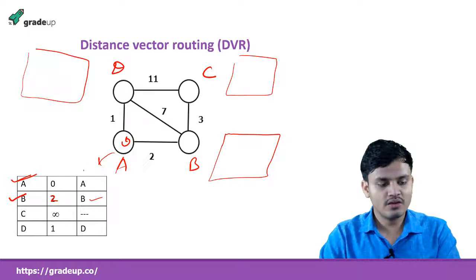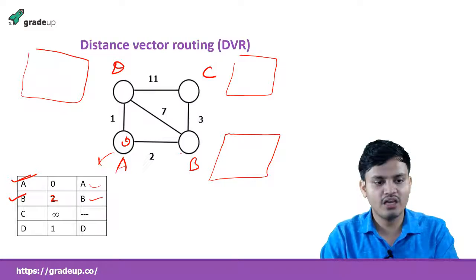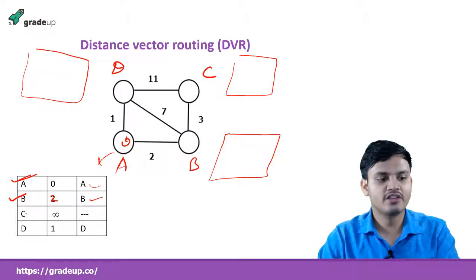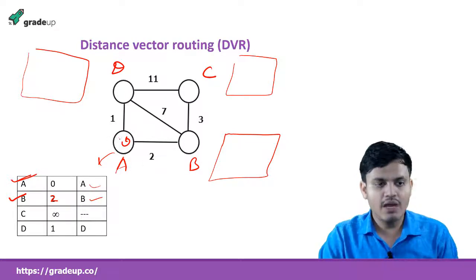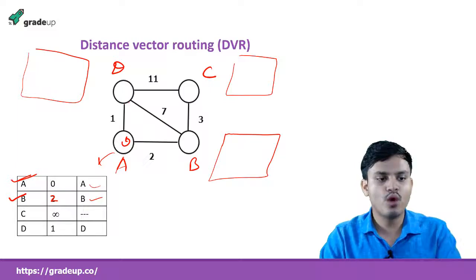You are going through which node? From A, which node do you take to reach that destination? Suppose C. Now C is not connected, so A does not have any knowledge about it. A will only have knowledge about those nodes that are connected. So there is no knowledge about C.